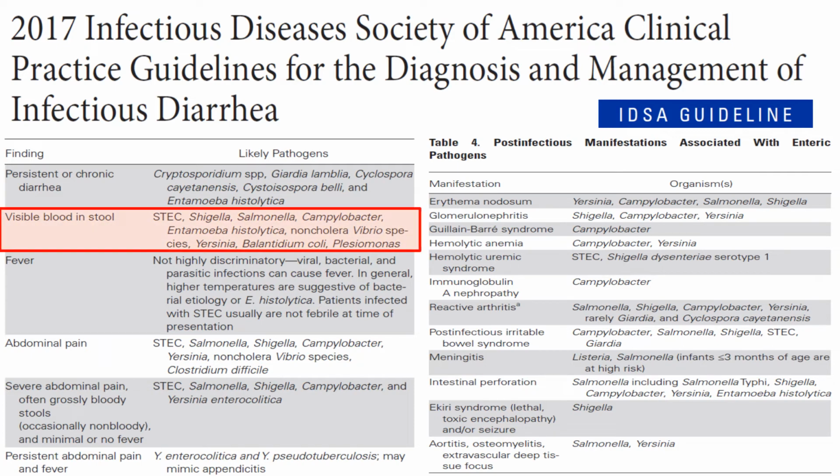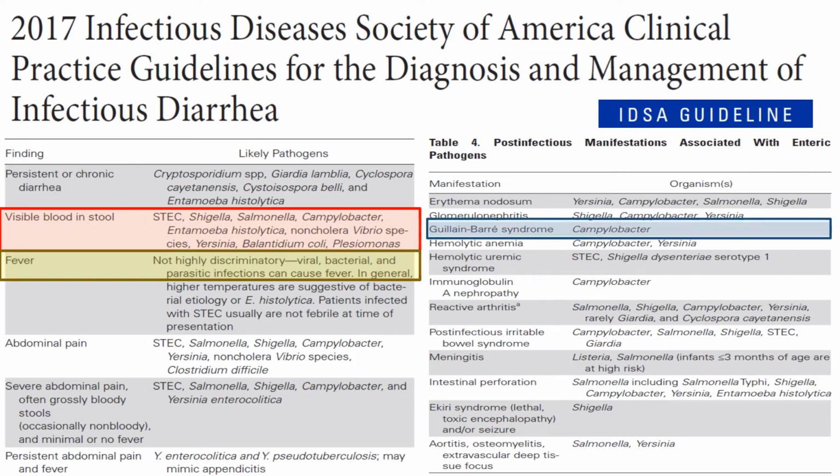If there is visible blood in stool, you should think about EHEC, Shigella, Salmonella, and fever. Fever is not highly discriminating. Some doctors say that when a patient has a fever, it's 100% bacteria, but it's not. Fever can be virus, can be bacteria. Many cases of diarrhea in adults may have rotavirus, but we don't test in all cases, so this can be underdiagnosed.